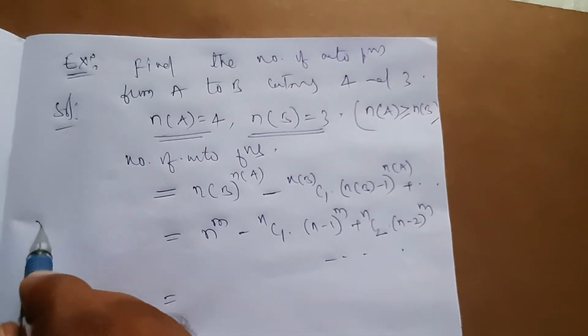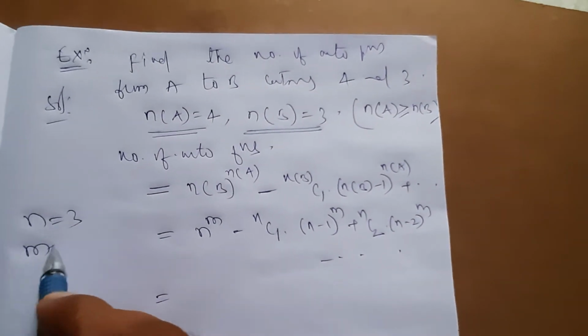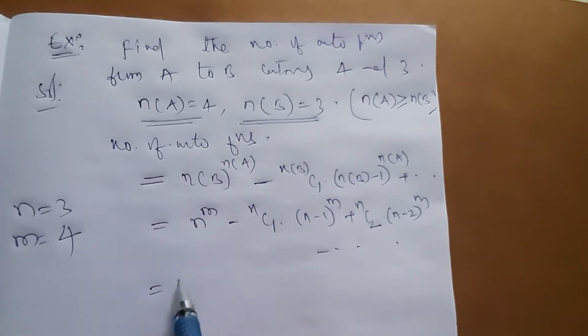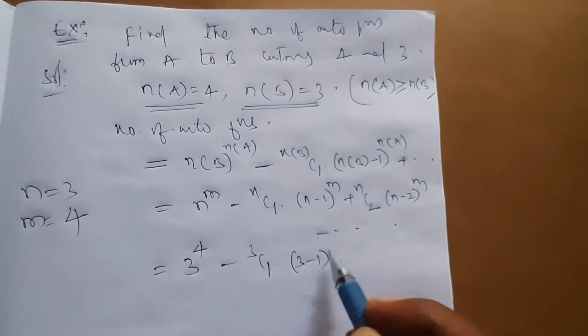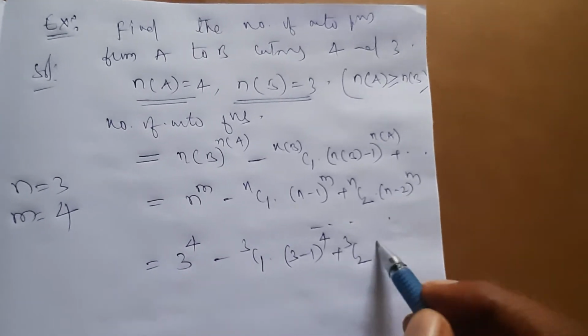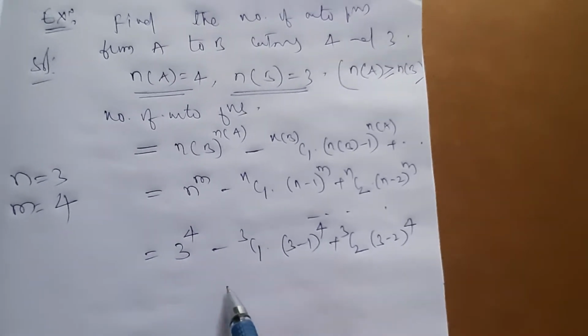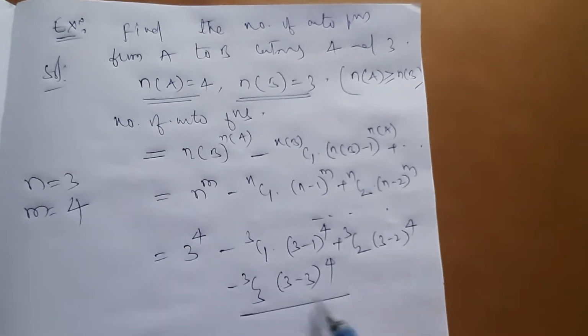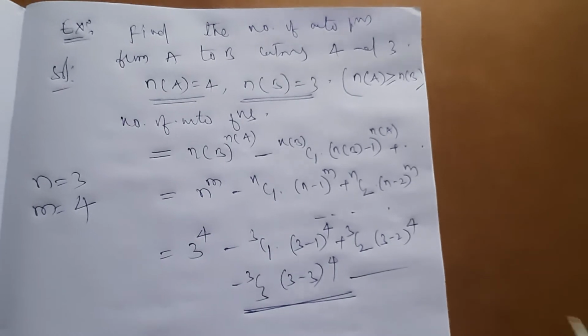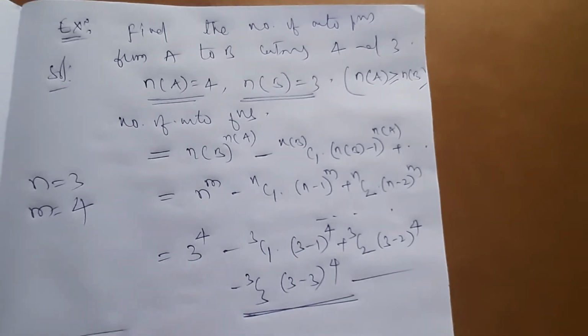So here n is equal to what value? 3. m is equal to 4 is the value. Cross-check here: 3^4 − 3C1 (3−1)^4 + 3C2 (3−2)^4 − 3C3 (3−3)^4. After this term, every value becomes 0. Then calculate this value, you will get the answer.